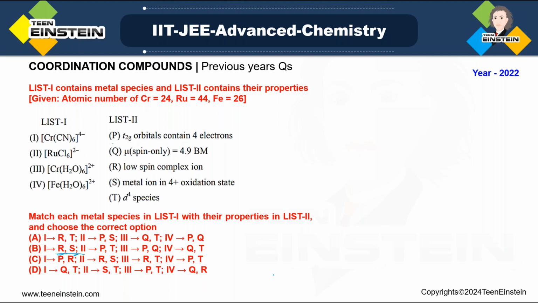Here 6 negative charge from cyano, 4 negative charge extra. That means here chromium must have oxidation state 2 plus. The next one, I'm just writing all the oxidation states. It is 4 plus because 6 Cl, still 2 negative charge. Here water is neutral, so it is 2 plus. Here also iron is 2 plus.